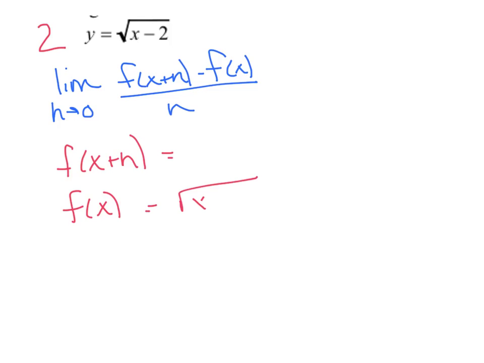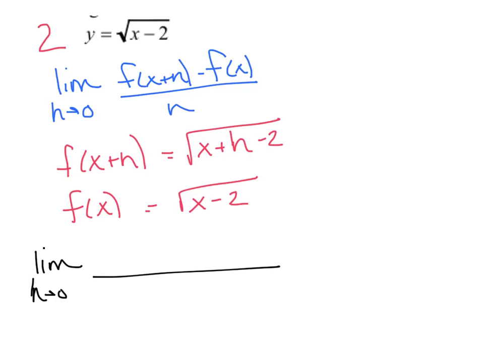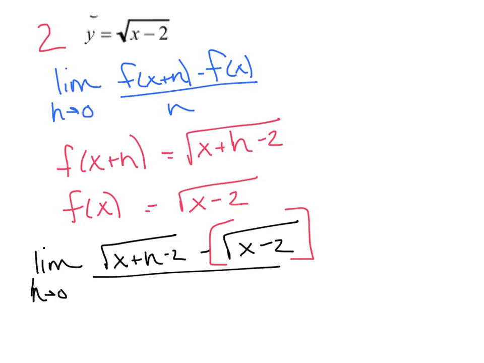Well, f of x is obviously radical x minus 2. f of x plus h is radical x plus h minus 2. All right, real carefully, let's plug those into our limit definition. The limit as h approaches 0 of my f of x plus h, which was my radical x plus h minus 2, minus my f of x, radical x minus 2, notice my brackets, all over h.